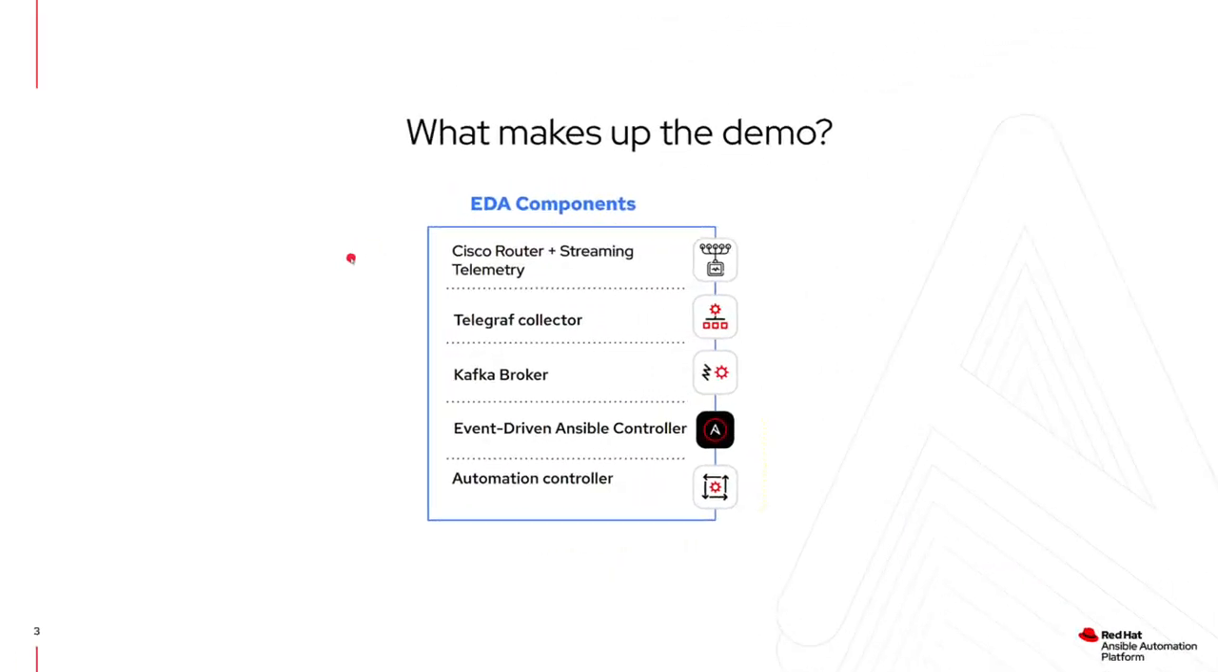In today's demo, we'll see the following EDA components. Firstly, we'll use a Cisco router and enable streaming telemetry so that way we can send an update if any of our interfaces go up or down. Secondly, the Telegraf collector is used so we can collect the data from the streaming telemetry and convert it from protobuf into JSON as an output to send to a Kafka broker. This is where Kafka will utilize a topic.